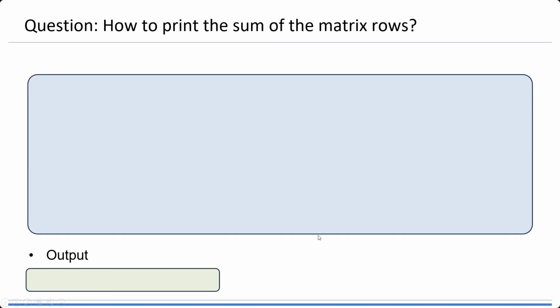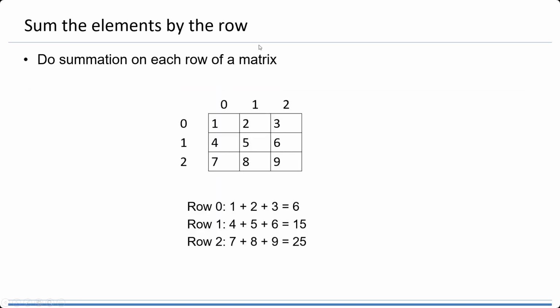Okay, I have a question. Let's do it together. How to print the sum of the matrix row? So this is this one. I want to know the summation of the rows. It means I want to print 6 for row 0, 15 for row 1, and 25 for row 2. Okay, let's do it together. How? We can do this one.